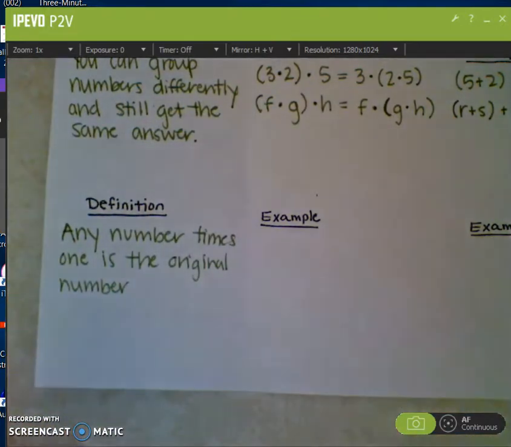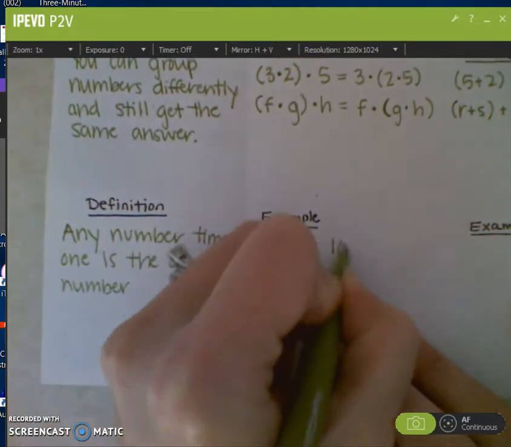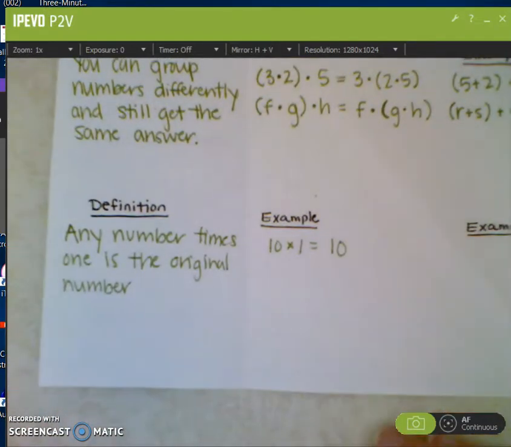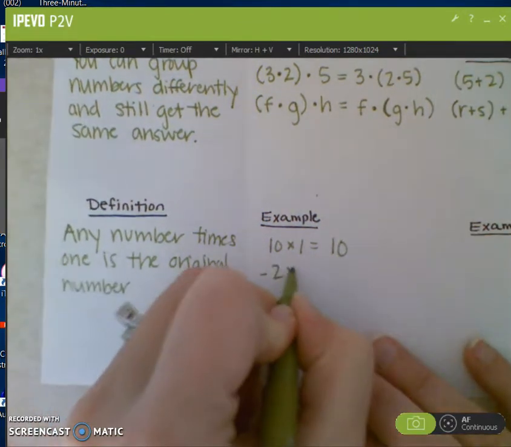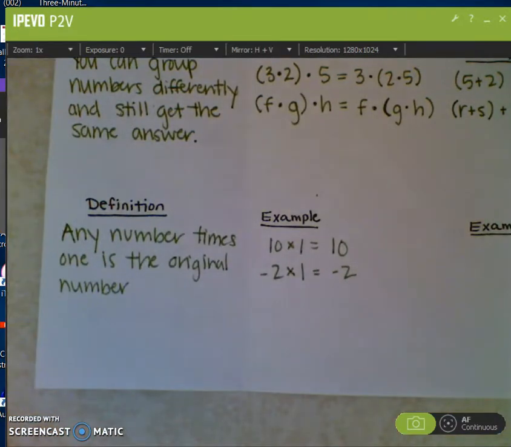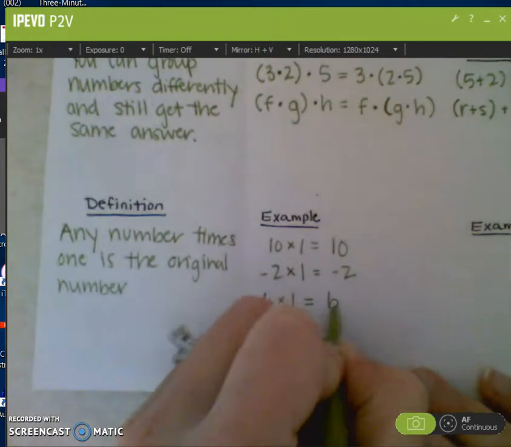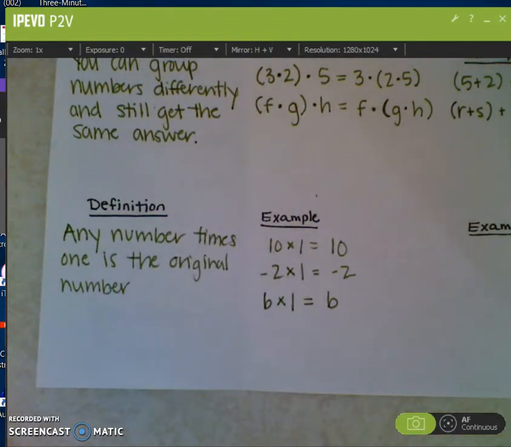So, for example, 10 times 1 is equal to 10. We could say -2 times 1 is -2. Even though we don't know negatives, knowing the identity property tells us that any number times 1 gives us that original number. If I wanted to use variables, I could say b times 1 equals b, the original variable. So, we've got any number times 1 is the original number.